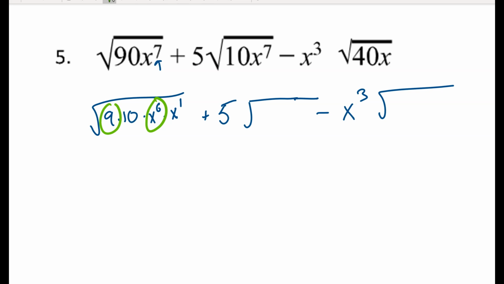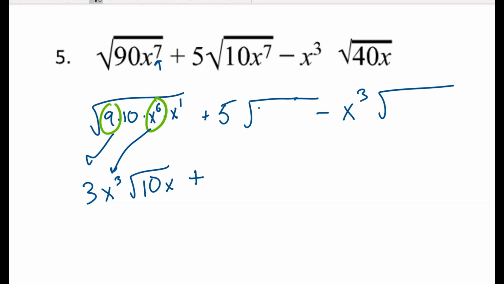So let's see. X to the 6 is a perfect square, and 9 is a perfect square. 9 becomes 3, and x to the sixth becomes just x to the third. And I still have 10x left under my radical. So I'm hoping that at least one of these other guys has a 10x under the radical and an x cubed so that I can combine them as like terms.